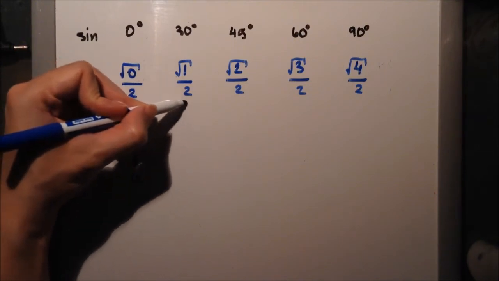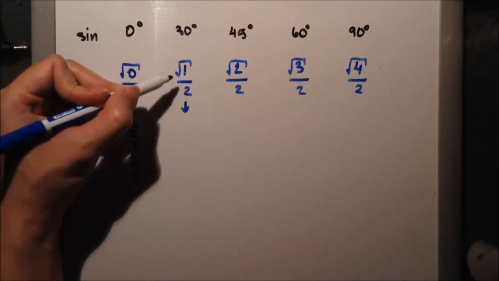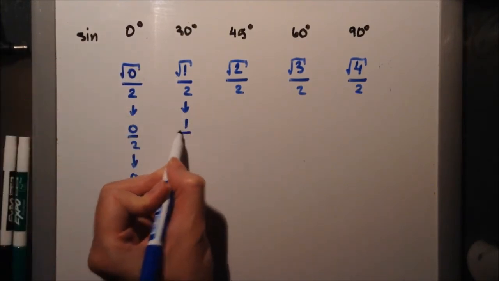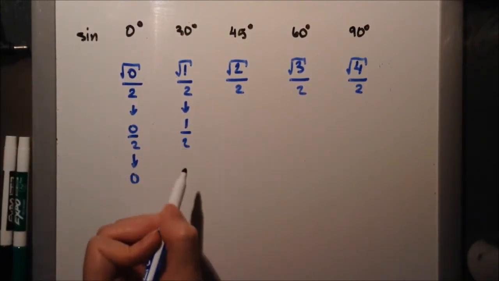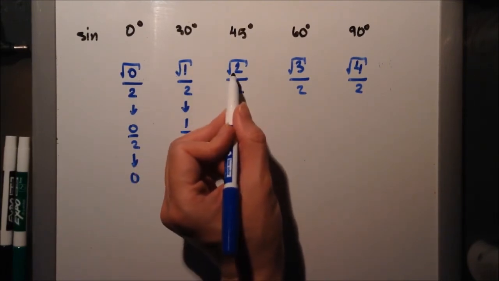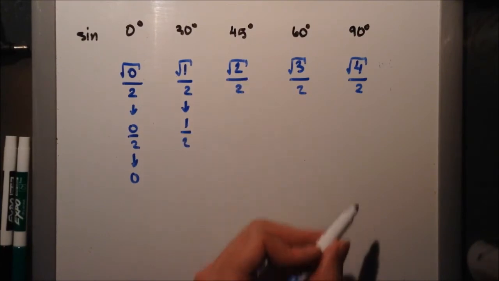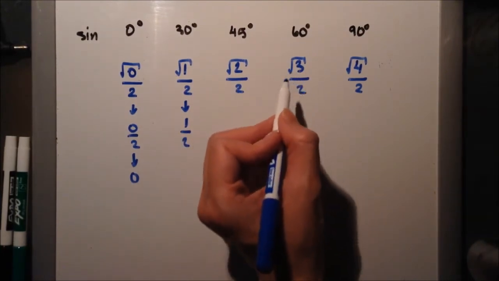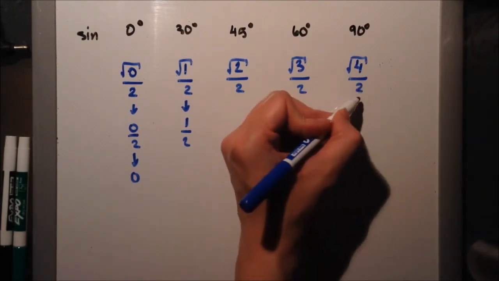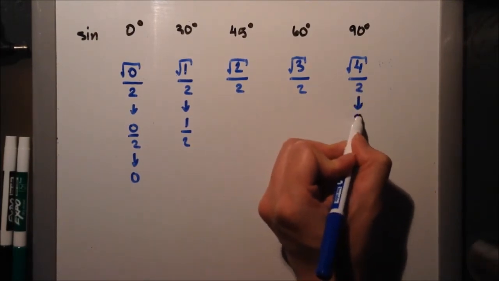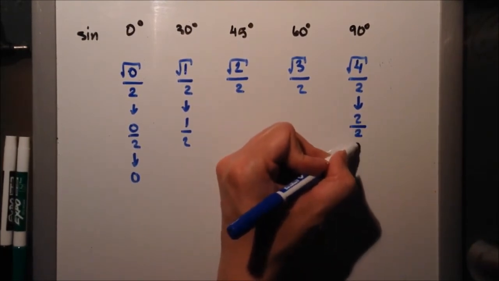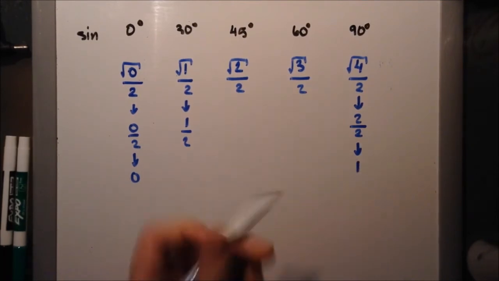Square root of 1, which is just 1, over 2, and that's pretty much what we can simplify. Now square root of 2, we can't simplify that, so we're going to leave it like that. Square root of 3, we can't simplify that either, so we're just going to leave it. The square root of 4, yes, we can definitely simplify that, which is 2, and then we still have the denominator. 2 divided by 2, yes, we can still simplify that, which is just 1.